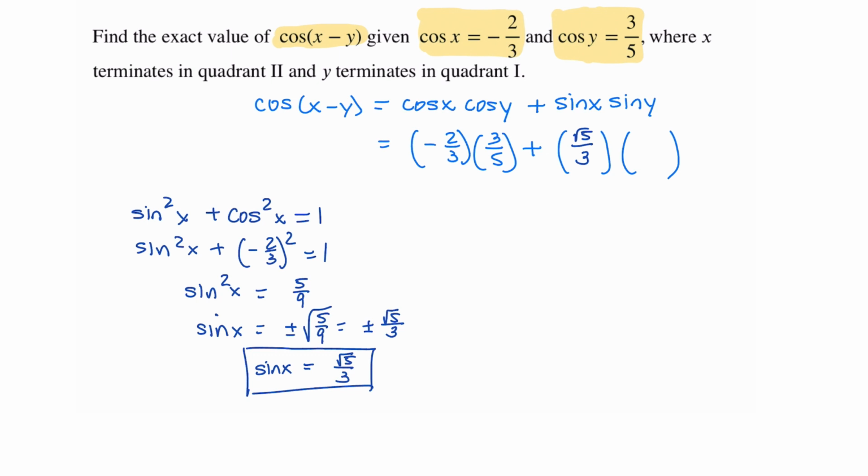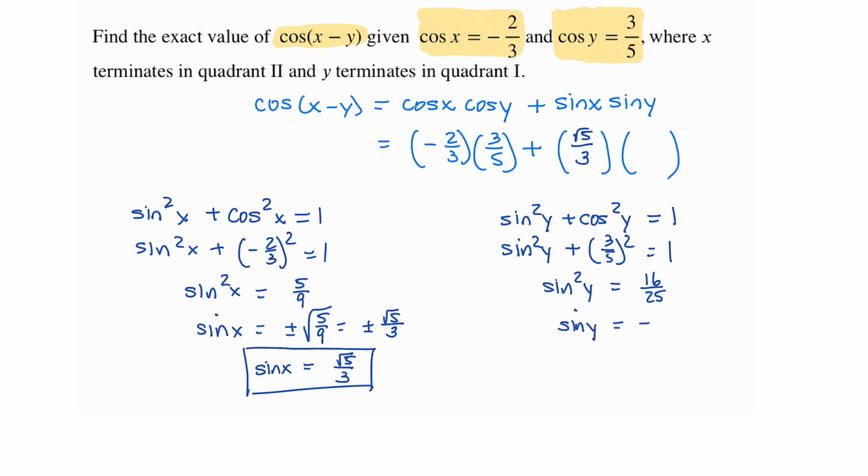Now for sine of y, we'll do exactly the same thing. We'll use the Pythagorean identity, make our substitution, and see what happens. So we know that sine squared of y plus cosine squared of y is equal to 1. We know cosine y is 3/5. So we have sine squared y plus 3/5 squared equals 1. So 3/5 squared is 9/25. Subtract that from both sides. We have sine squared y equals 16/25, and then apply the square root principle.